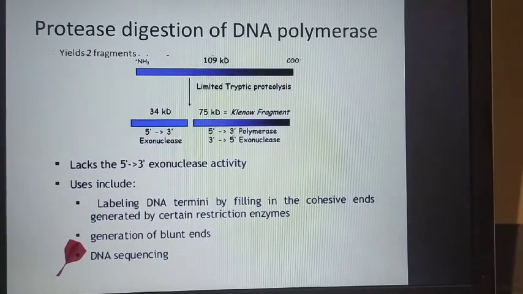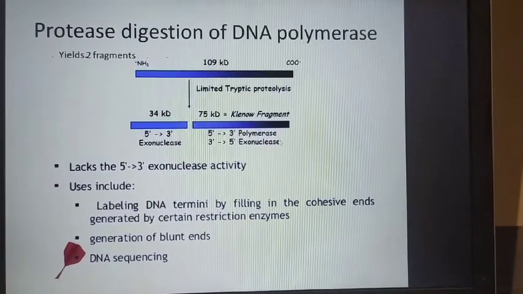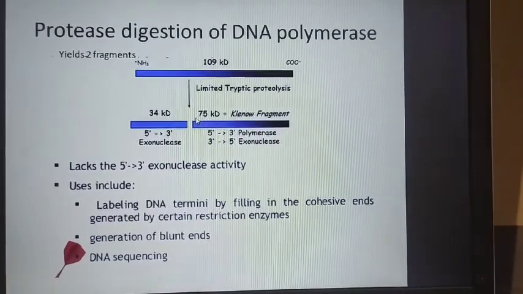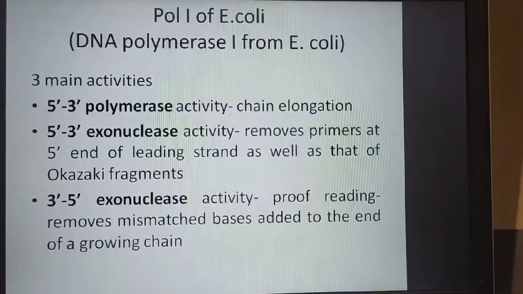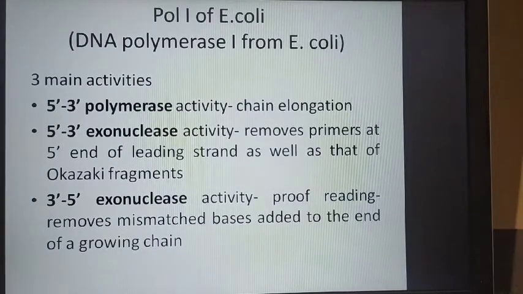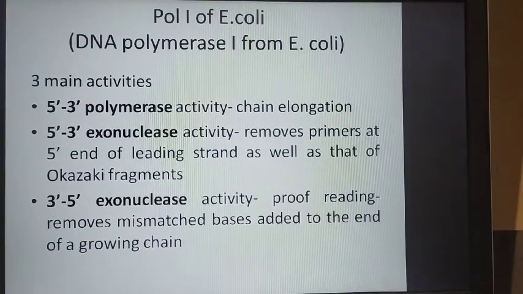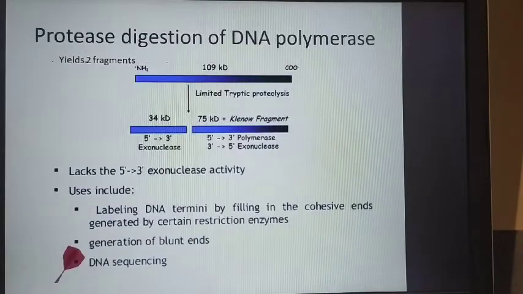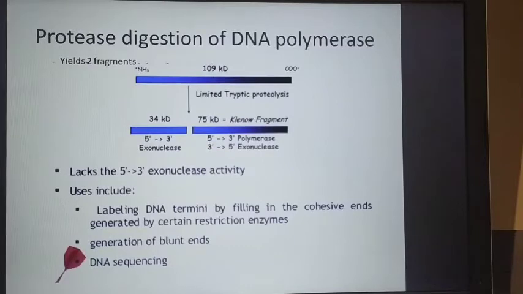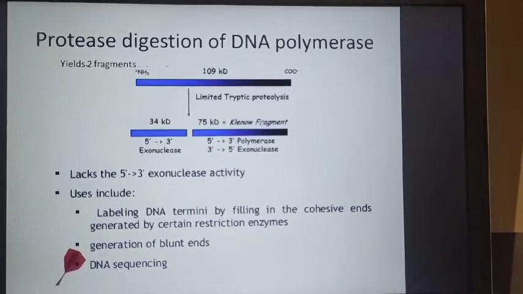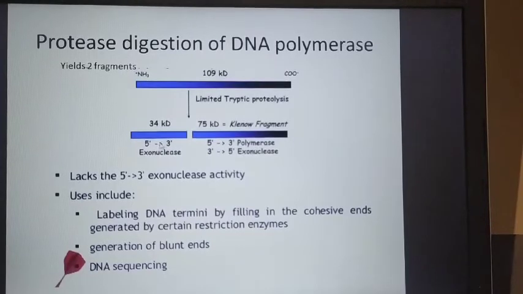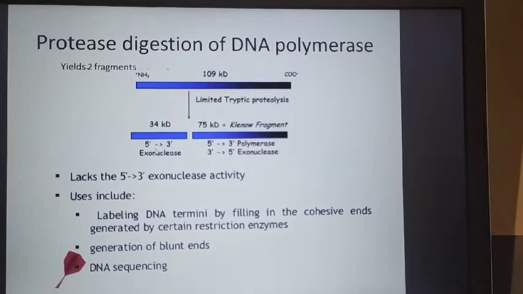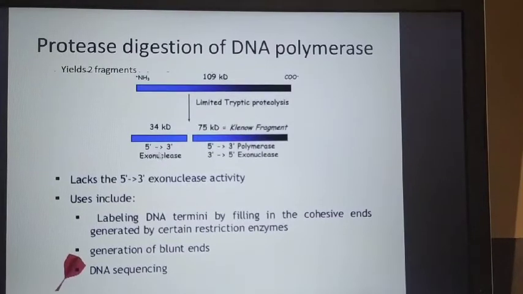This large fragment is called the Klenow fragment. What is its peculiarity? Already I told you the enzyme has three functions: 5'3' polymerase activity, 5'3' exonuclease activity, and 3'5' exonuclease activity. Now, when it is cleaved with the help of protease, it will yield a 75 kilodalton fragment called the Klenow fragment, which retains only the polymerase activity and the proofreading activity. The small fragment retains the 5'3' exonuclease activity, that is the removal of primers.